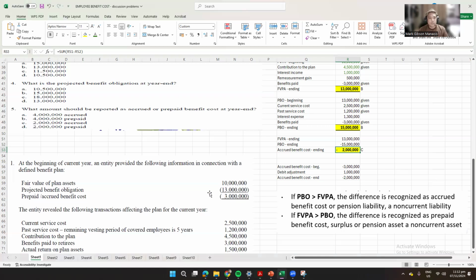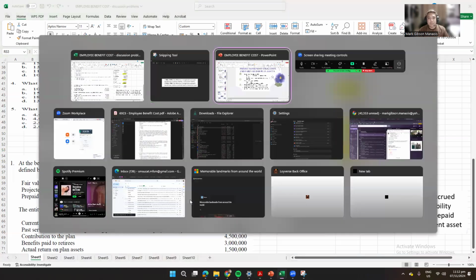Okay? So, at least, problem 1 pa lang, we have already captured all the concepts in employee benefit cost. So let's have another problem.